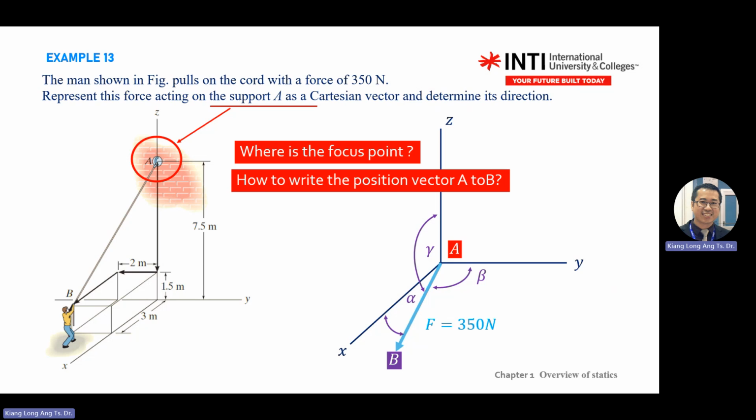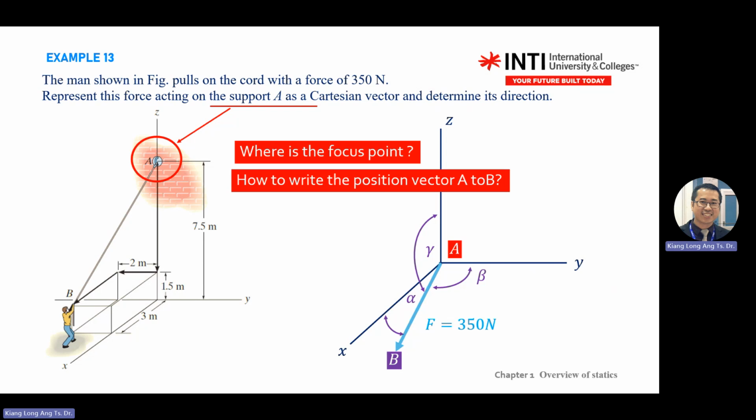When you solve this kind of vector question, you need to know what the question asks you. The question asks you about A, so you focus on A and put everything at A. You already know what alpha, beta, and gamma are from the previous class. If you stand at A, you know that the cable is going down from A. So A to B, force is 350, alpha, gamma, beta.